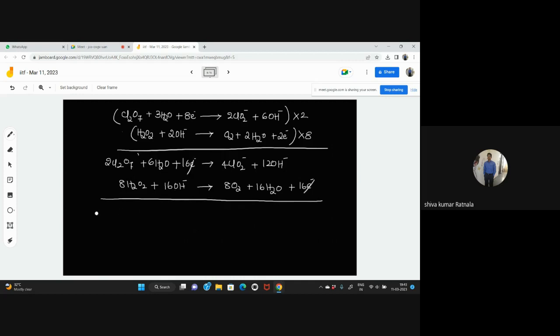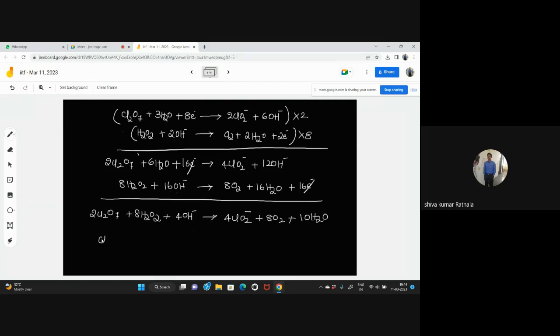So for balancing, what we can write? 2Cl2O7 + 8H2O2 + water molecules, how many are there? Here 6 and here 16. And OH⁻ are here 16 and here 12. So on the left side 4OH⁻ gives rise to 4ClO2⁻ + 8O2. H2O here 6 and here 10 H2O. Okay. And if you want to simplify again, all will get cancelled by 2, no?